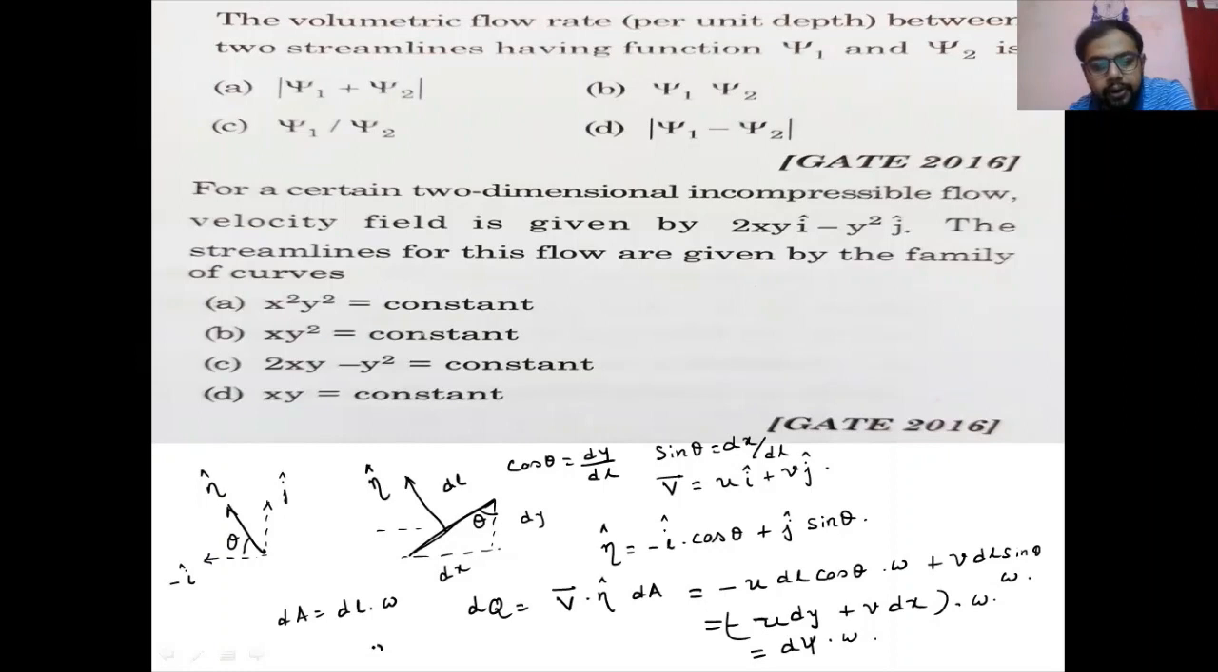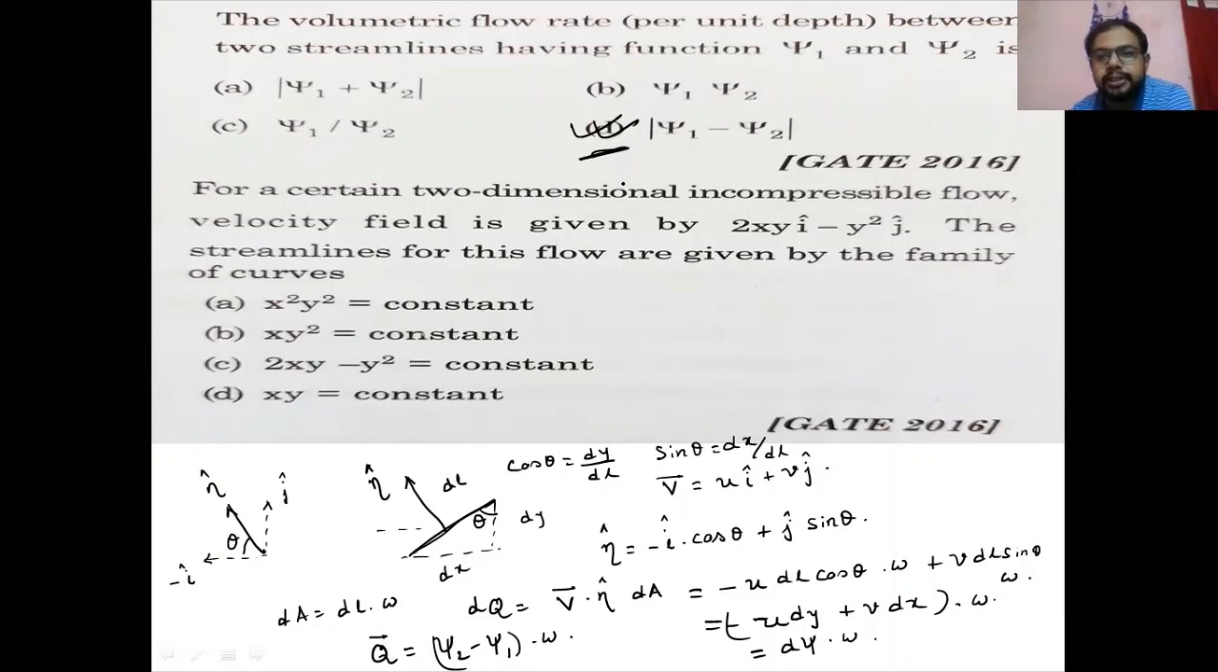So the total flow across 2 points will be equal to psi 2 minus psi 1 into width, or it may be the reverse. So that is another way to solve this kind of a problem. Over the line element, what is the flow rate? Flow rate is the velocity dot product of the area vector. Velocity dot area will give you the volumetric flow. That is the way to solve this kind of a problem.